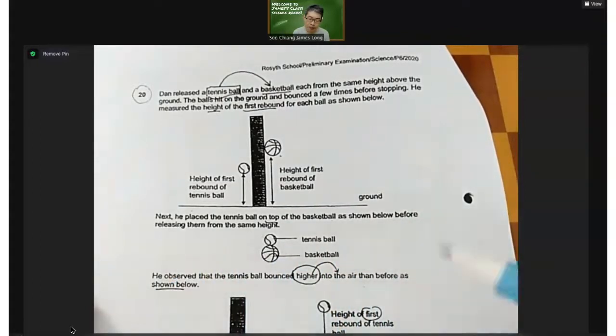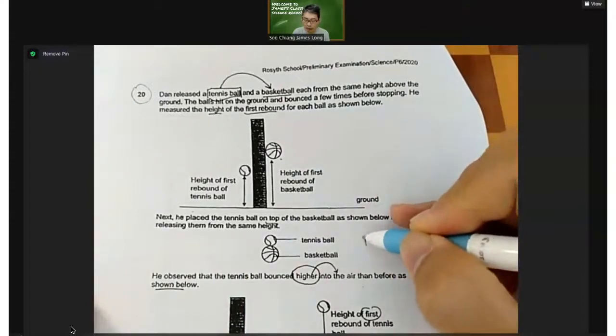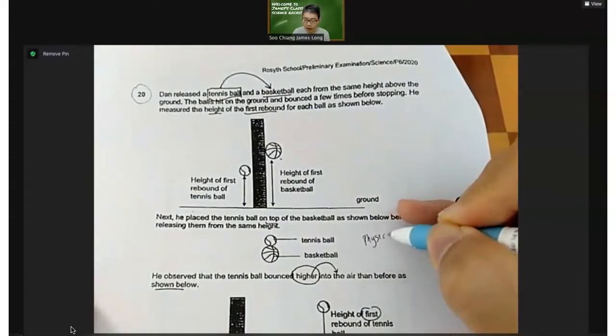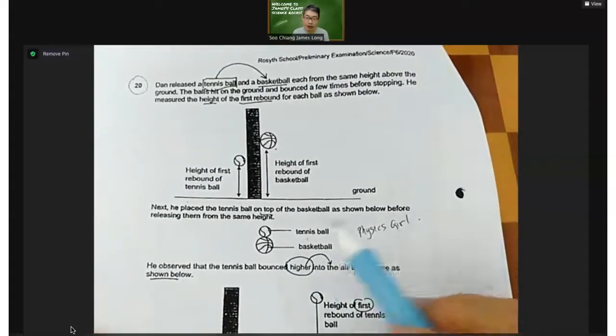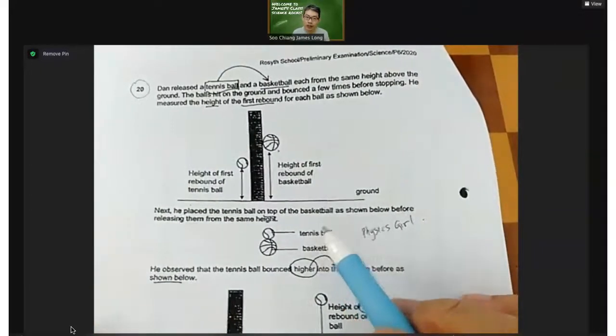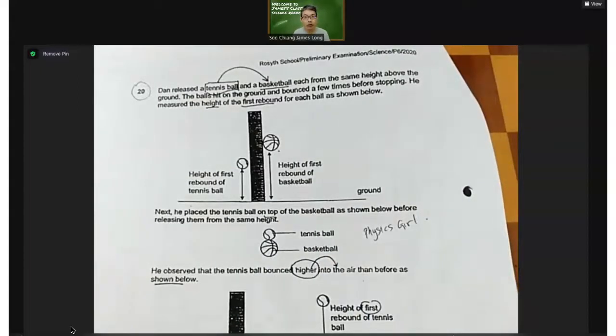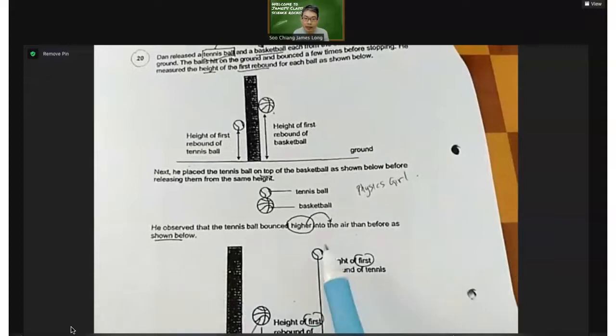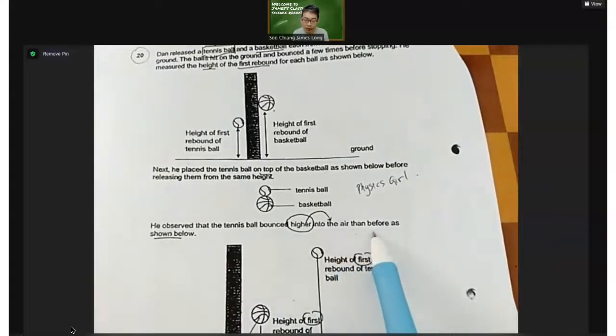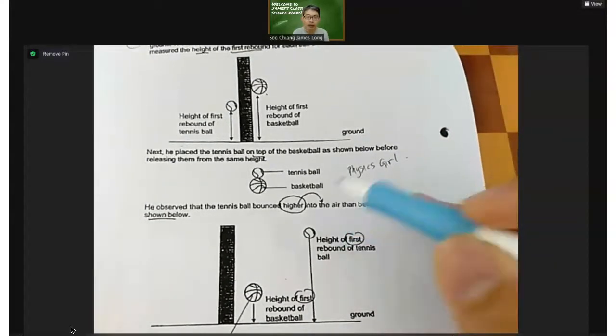Next, he placed the tennis ball on top of the basketball as shown below, releasing them from the same height. Now this experiment is from Physics Girl, you can search for it. I'll try to find this link for you. She did an experiment to show this, and it's quite a cool experiment, done in slow motion. After you watch that video, you will understand better how this whole concept works. He observed the tennis ball bounce higher into the air than before. I'll explain afterwards, okay?